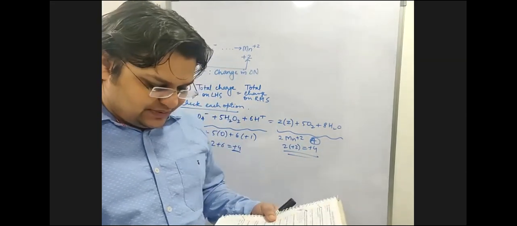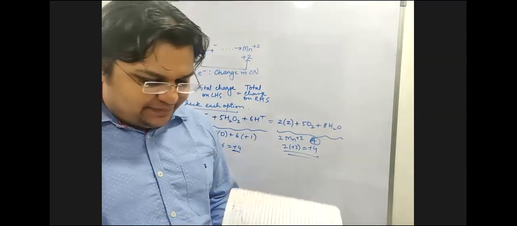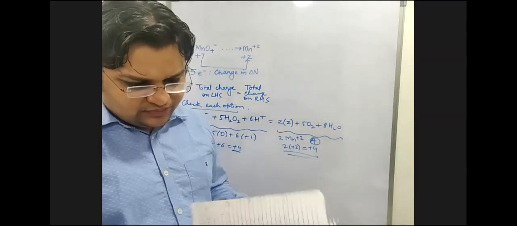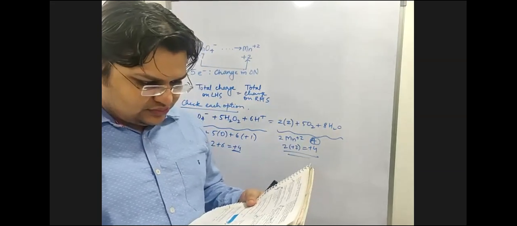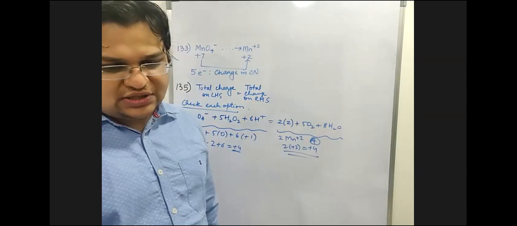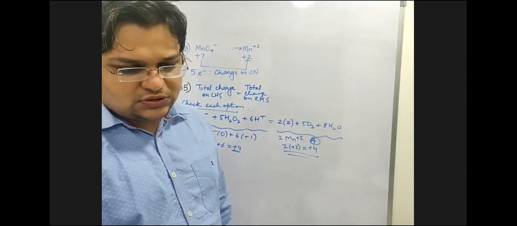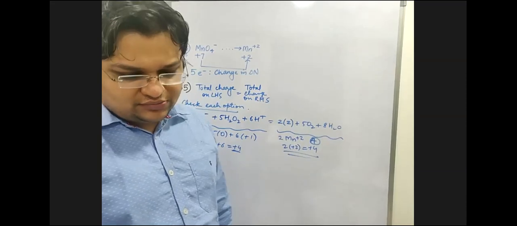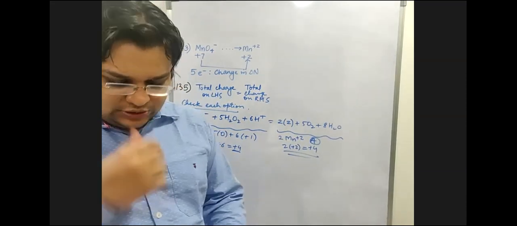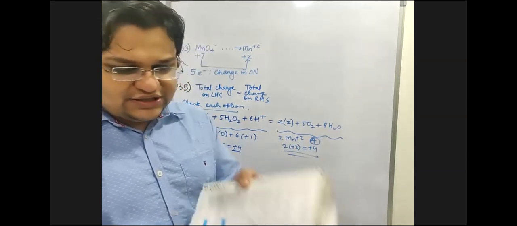Any other doubts on this page? Page 7, any other doubts? Page 8 पे आ जाइए. 134, listen to me, 134, just find the change in oxidation number. Right next to 134, those who have a doubt. Find the change in oxidation number. Next page पे आ जाइए. 147 पे आ जाइए please.